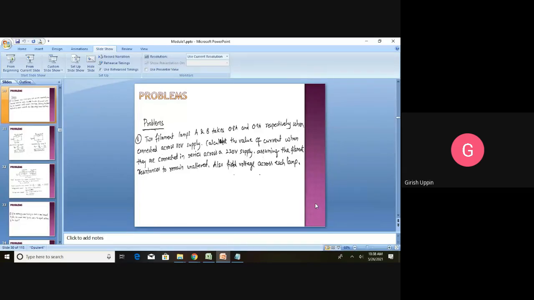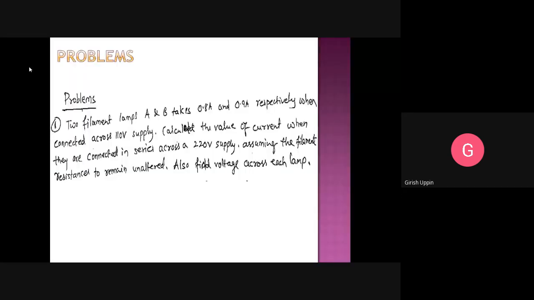When resistors are connected in series, the effective resistance of that series combination is the sum of the individual resistances. If three resistances R1, R2, R3 are connected in series, the effective resistance of the circuit Rs is equal to R1 plus R2 plus R3.